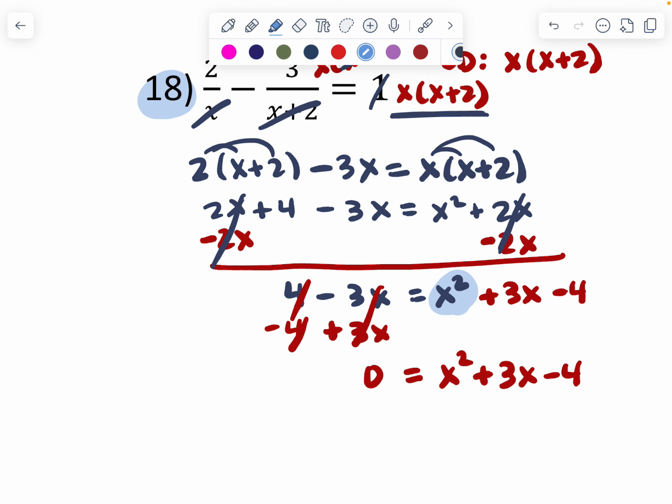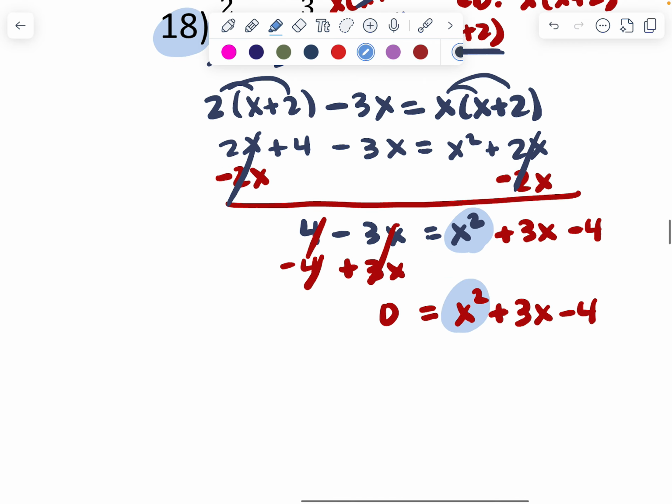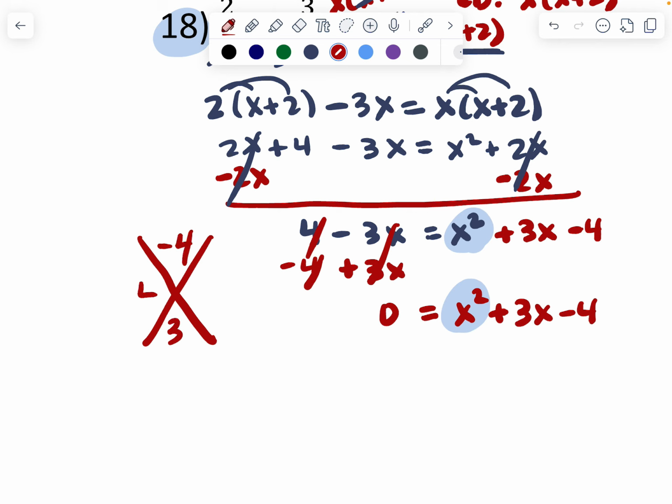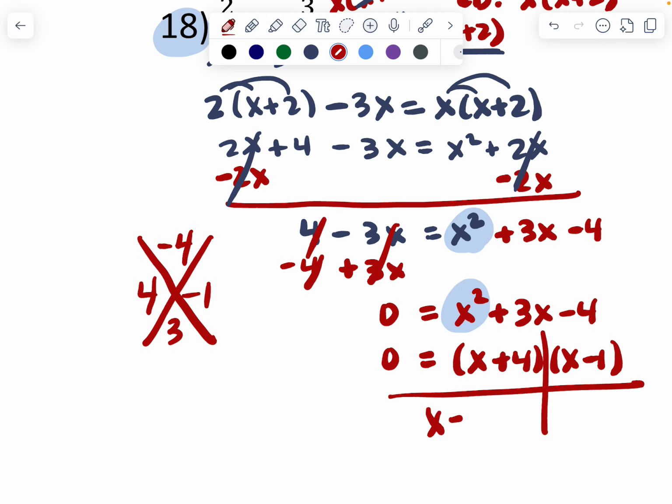And again, the strategy with any quadratic is to factor, complete the square, or do quadratic formula. Will this factor? I sure hope so. Two numbers that multiply to give me -4 and add to give me 3. Oh my gosh, it works. 4 and -1. So this factors x plus 4 times x minus 1. And then setting each factor equal to 0 is going to give me x equals -4 and x equals 1.